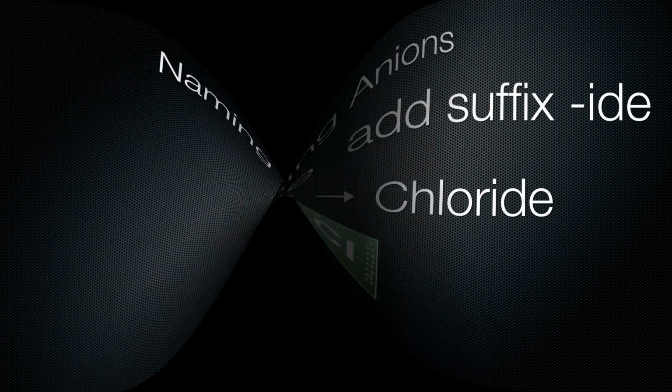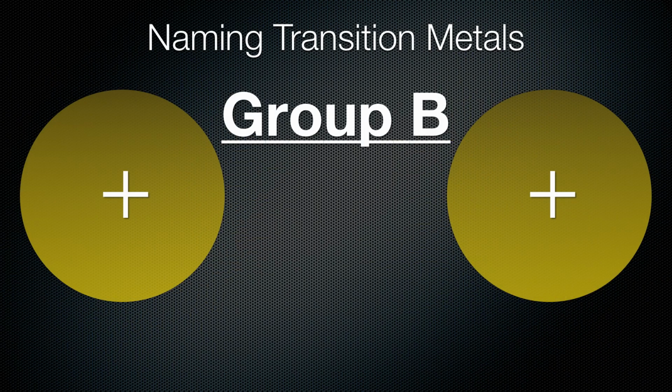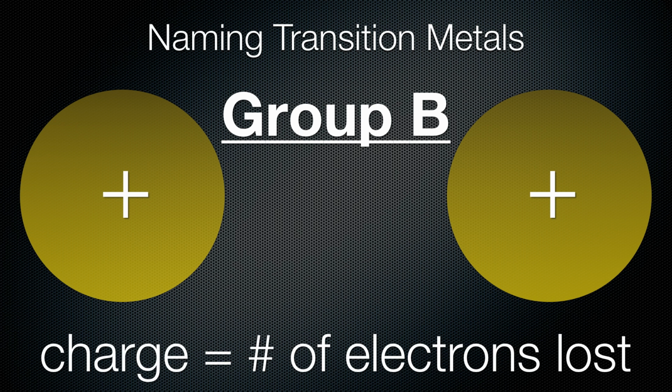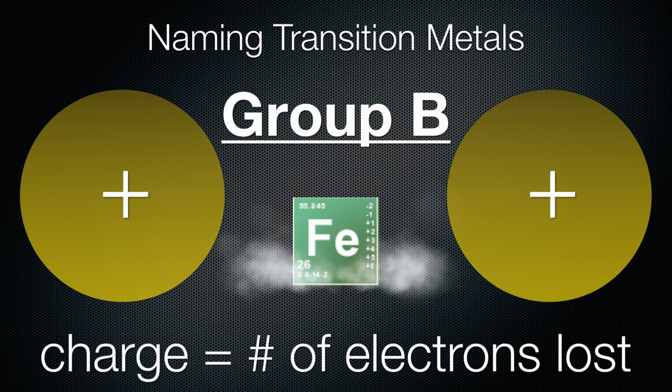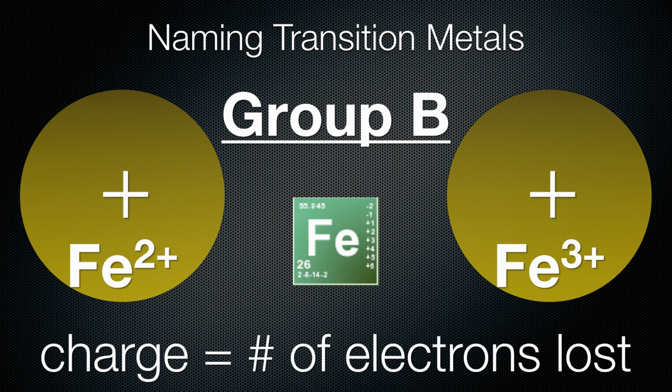But there are still transition metals. Many of these metals in groups 1B to 8B make more than one cation with different ionic charges. These charges have to be found from the number of electrons lost. For example, iron can make two common cations, Fe2+ and Fe3+. There are also some exceptions, like silver, that have only one ionic charge.